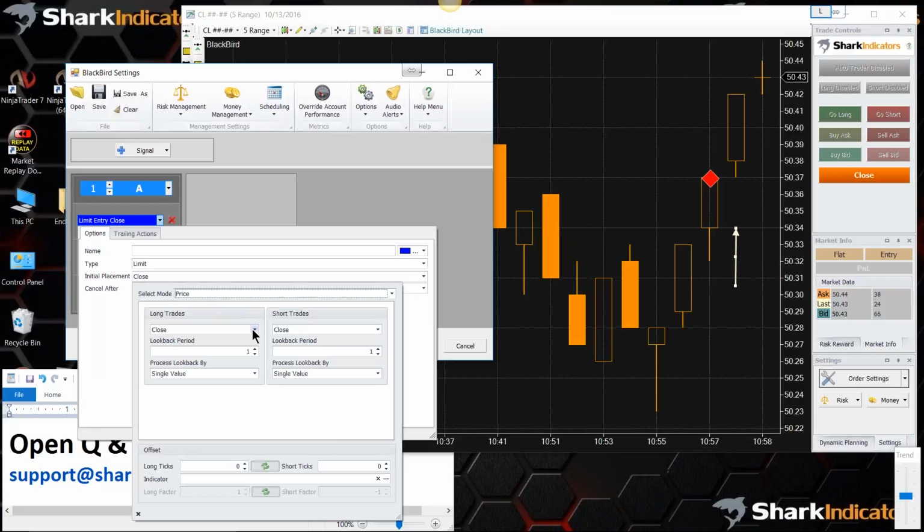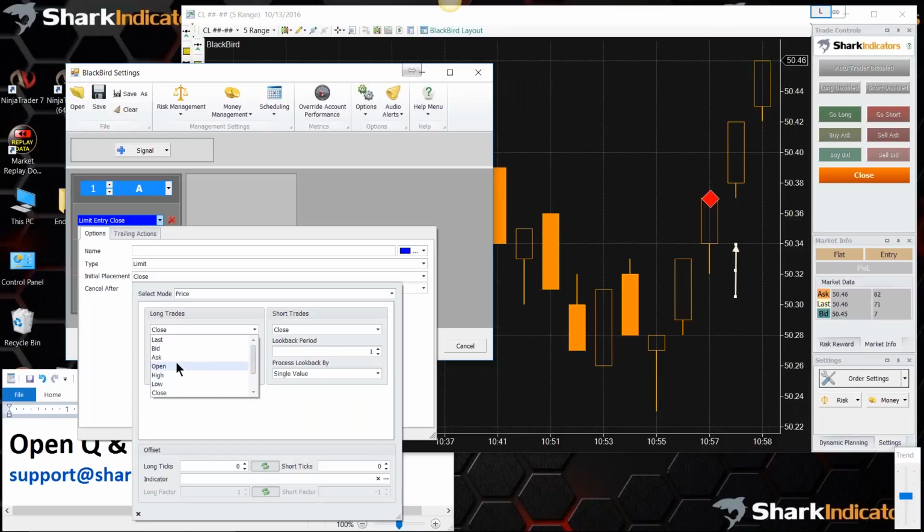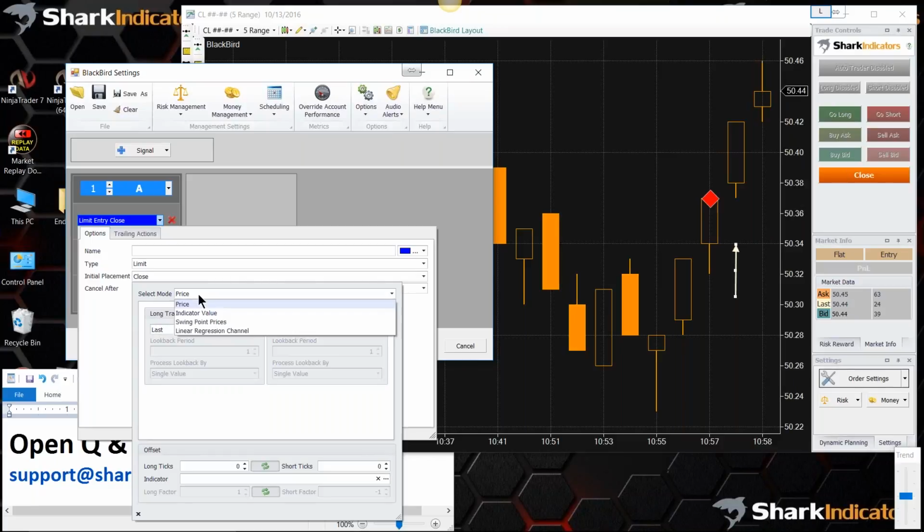If you want, you could use the price of a bar. So if you wanted, you could set your limit order at the high of the bar, the low of the bar, the open of the bar, the median of the bar. There's all these price points here that you could use. If you use the last price, well, basically that would be almost the same thing as using a market order.